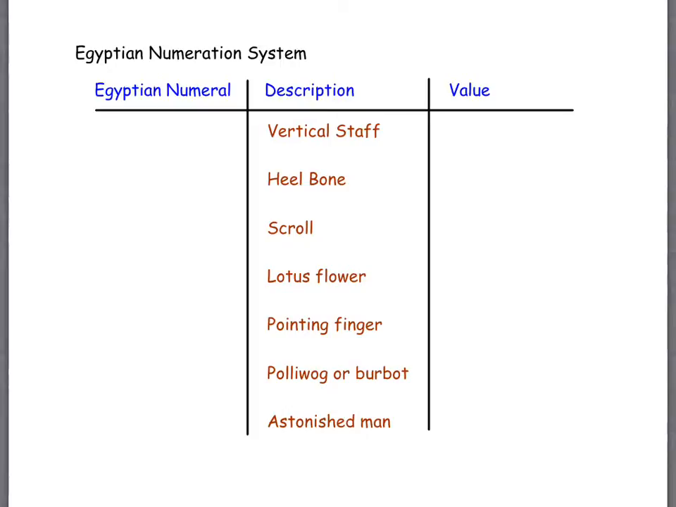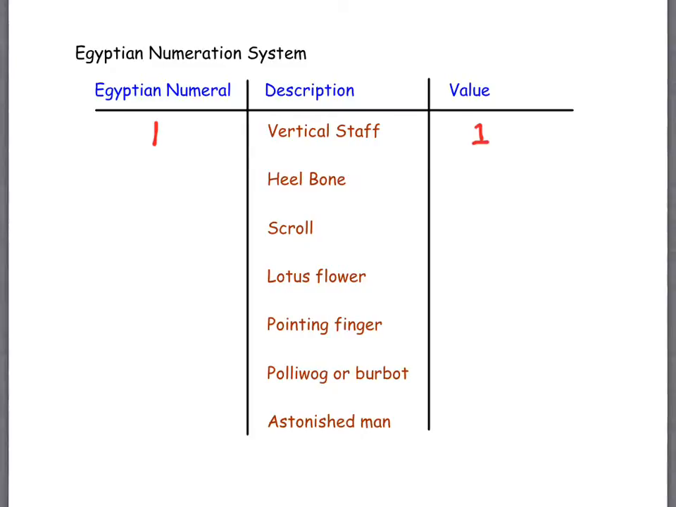We're going to have symbols for every single one of these different red descriptions listed. The first one, the vertical staff, their Egyptian numeral looks like this. It's like a tally mark. And if you were guessing, what would you guess that value is? 1. It is 1.